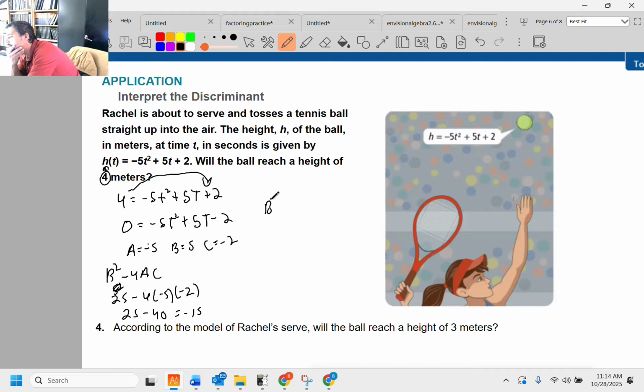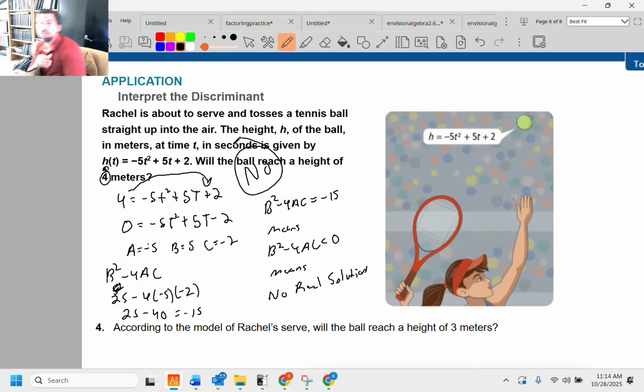So what I just discovered is that b squared minus 4ac is equal to negative 15, which means that b squared minus 4ac is less than 0, which means there are no real solutions. So will the ball reach a height of 4 meters? Most definitely not. Only if you use imaginary things to do it. All right, according to the model of Rachel's serve, will the ball reach 3 meters? Well, we're going to do this the same way. We're going to plug in a 3.